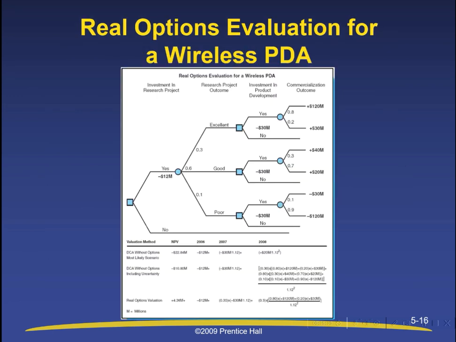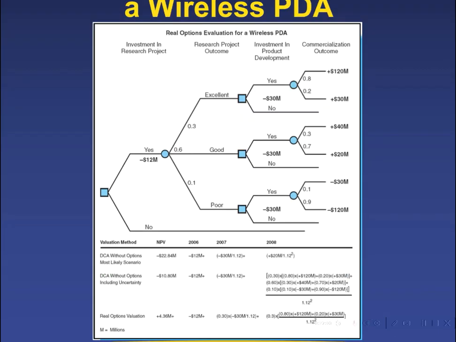Real options evaluation for a wireless PDA. As we can see in the flowchart, we can see different options such as investment in research project outcome, investment in product development, and commercialization outcome. Starting with investment in research projects, we can see there's an option that says yes or no. If yes, it goes to the next stage, and if no, as we can see, it goes to the bottom. The next is research project outcome. If it is yes, it goes to the research project outcome, such as excellent, good, or poor. If it is excellent, it goes to the investment in product development.